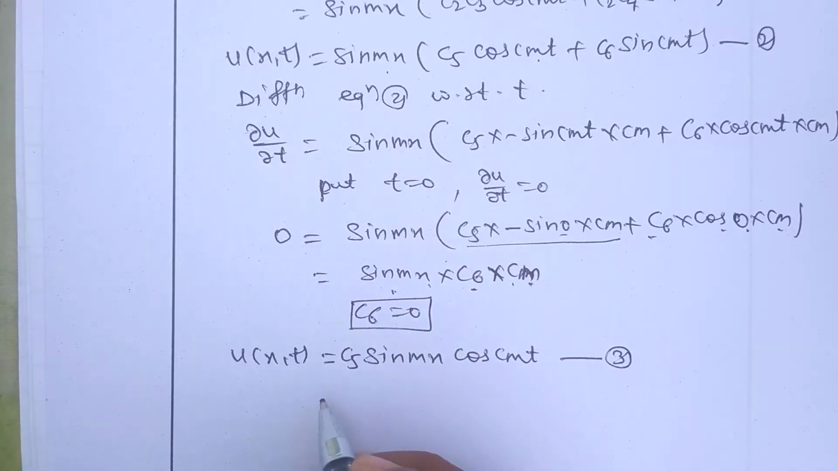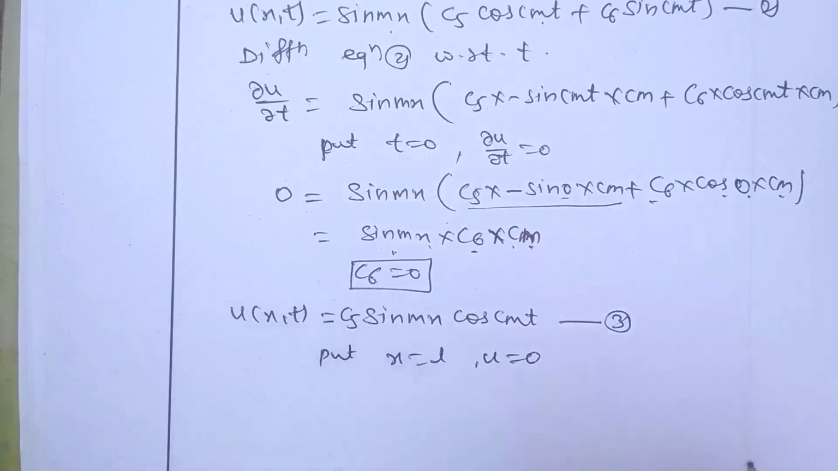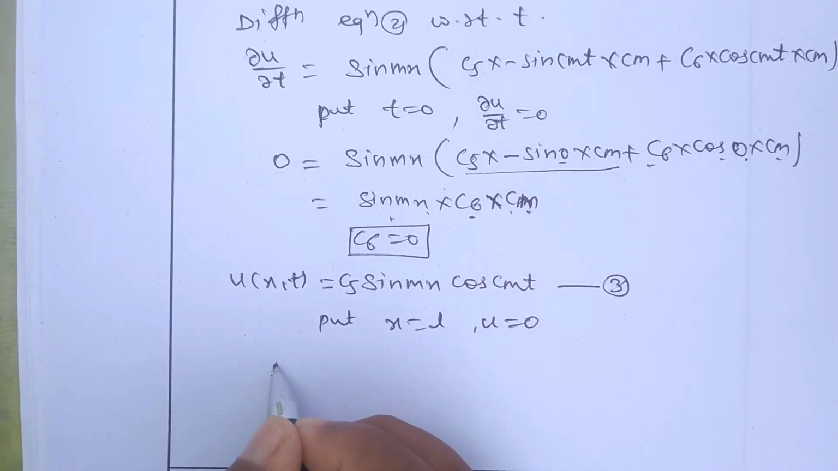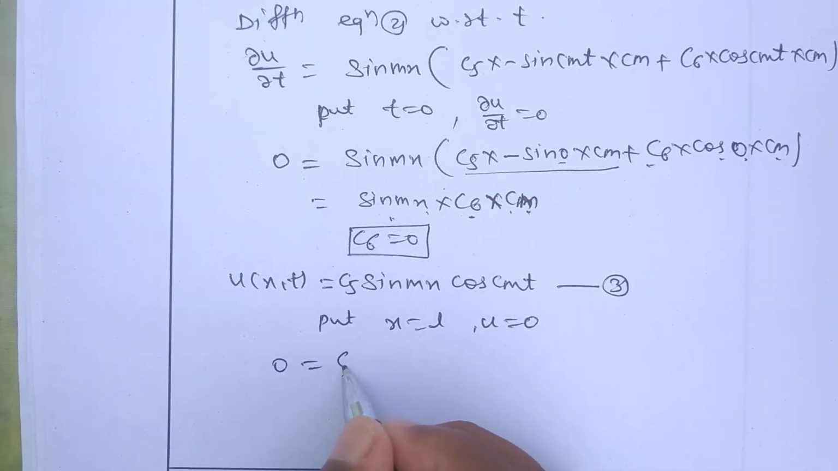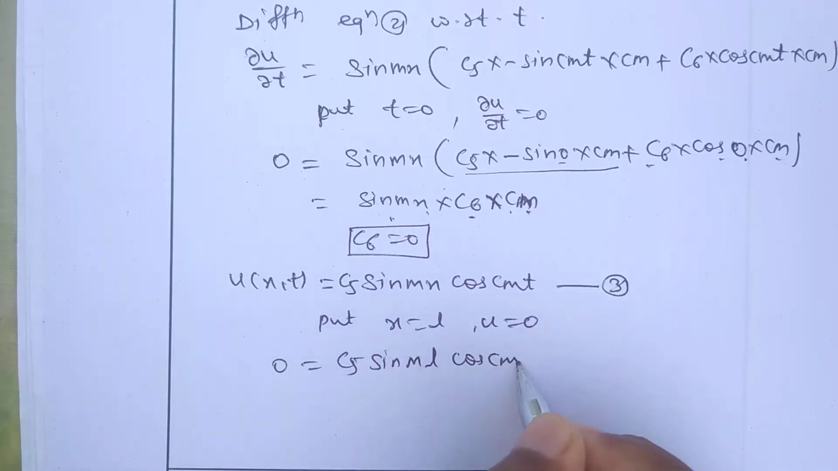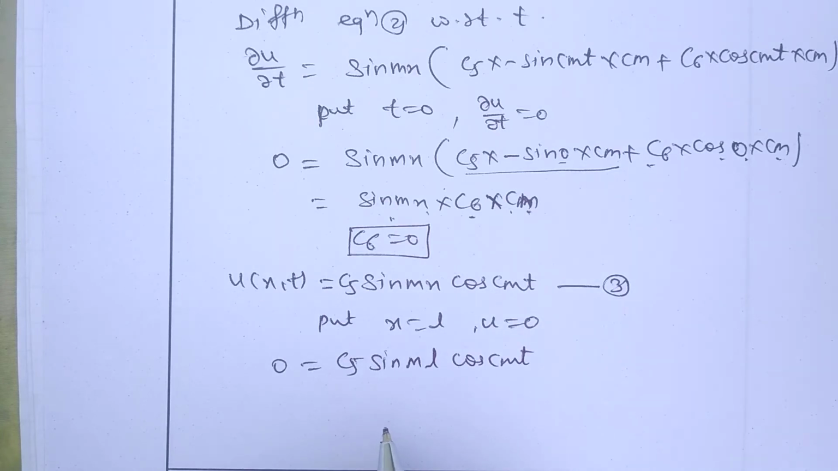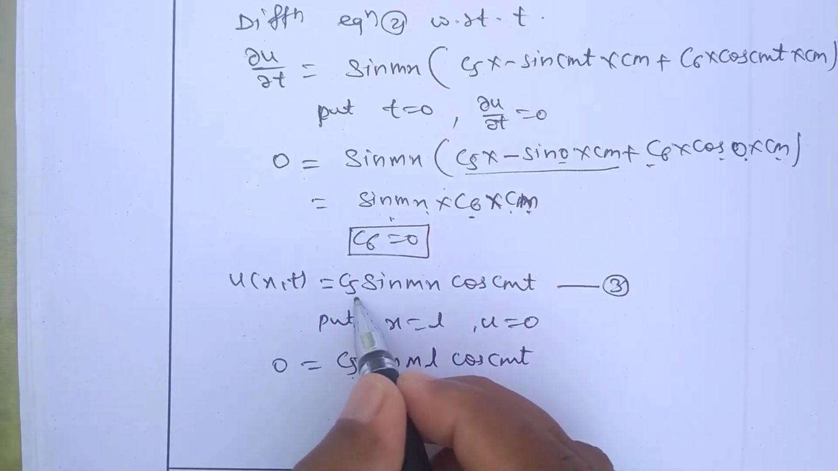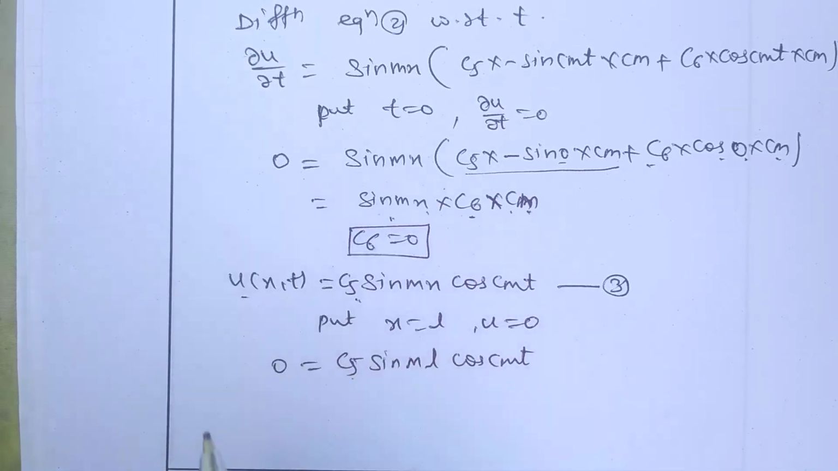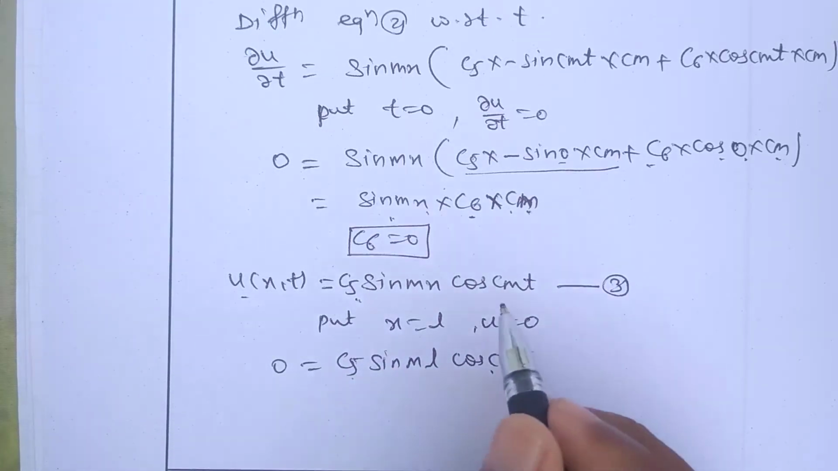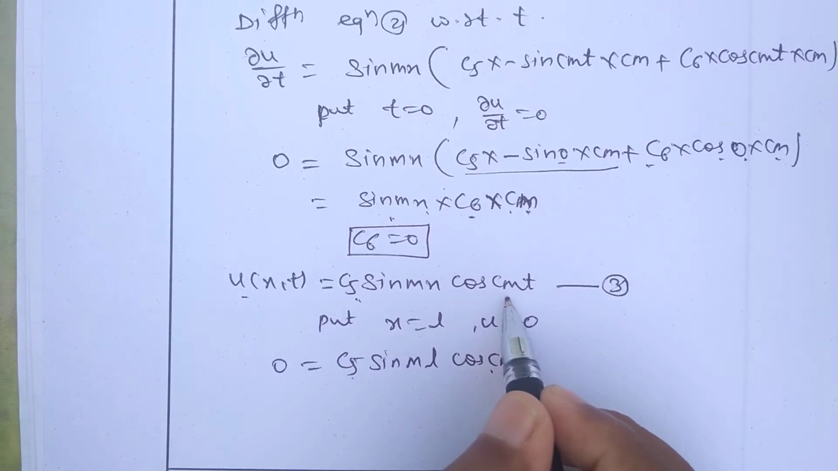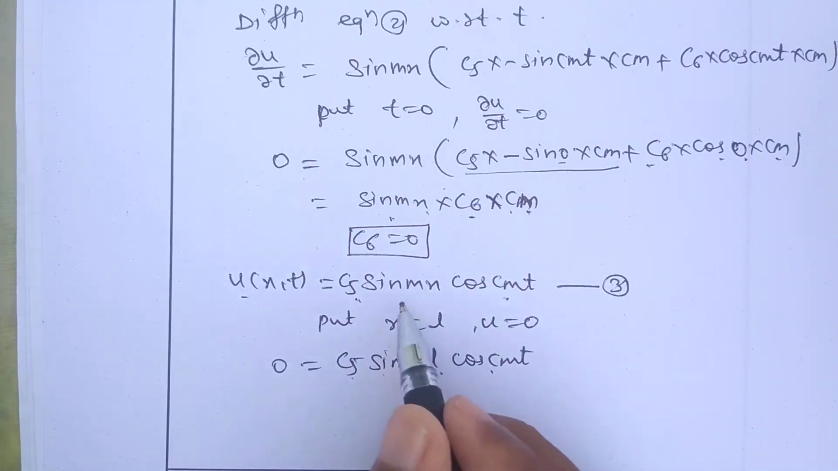Now we have to find the value of m. For that, use the second condition. Put x = l, as u is also 0 for x = l. So this gives 0 = c5 sin ml cos cmt. Now c5 is not 0 because it is present in multiplication in equation number 3. If it is 0, then the whole u(x,t) is 0. Also cos cmt is present here in multiplication, so it is also not 0. The remaining term is sin ml.